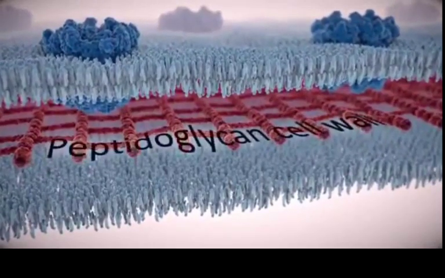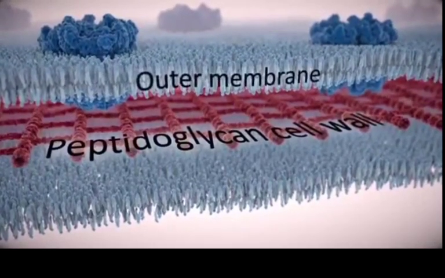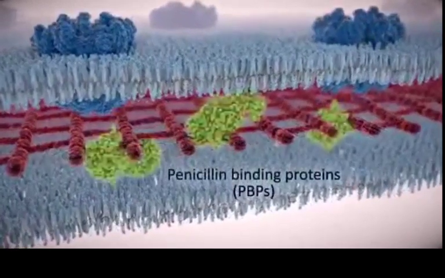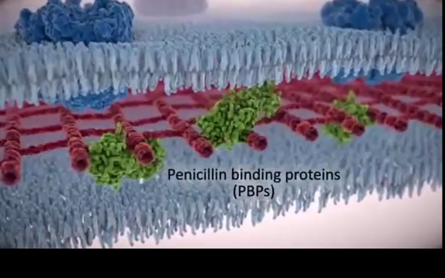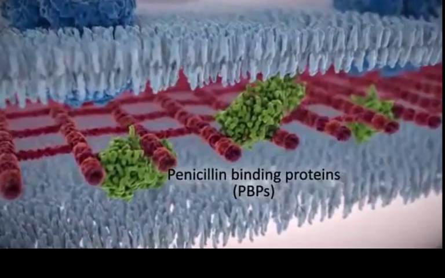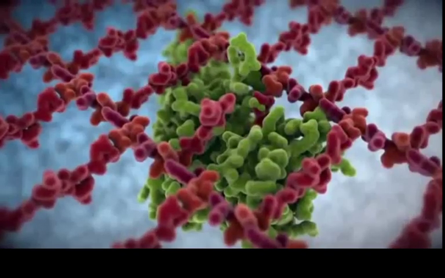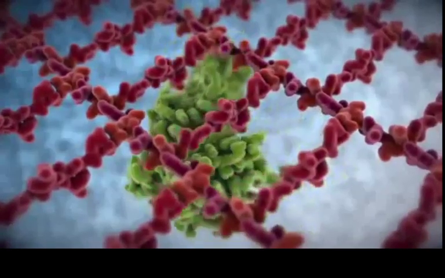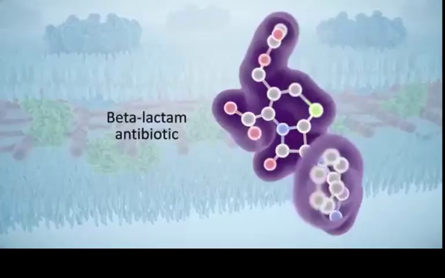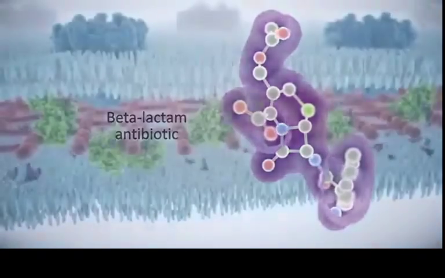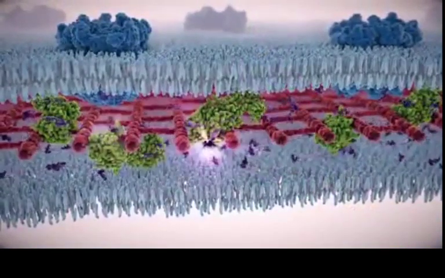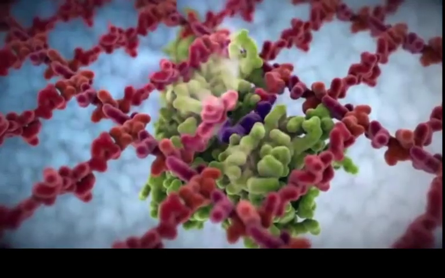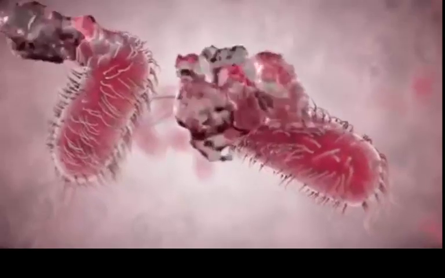Gram-negative bacteria have a cell wall that lies between the outer membrane and the inner cytoplasmic membrane. The cell wall contains penicillin-binding proteins, or PBPs. PBPs help build new cell wall during growth and division, maintaining its integrity. Beta-lactam antibiotics bind to these PBPs and weaken the cell wall, resulting in the cell's death.